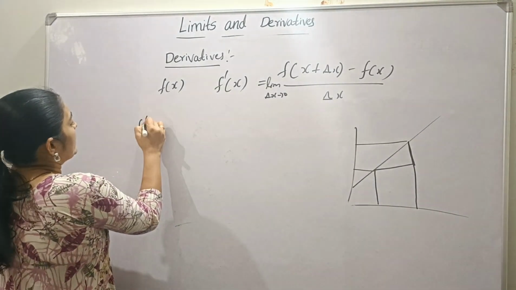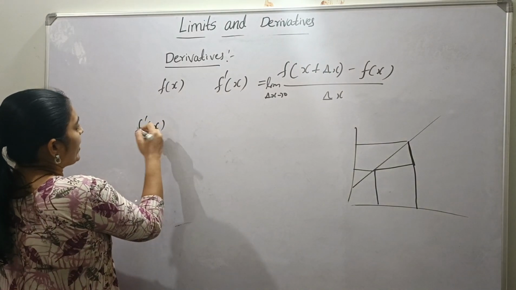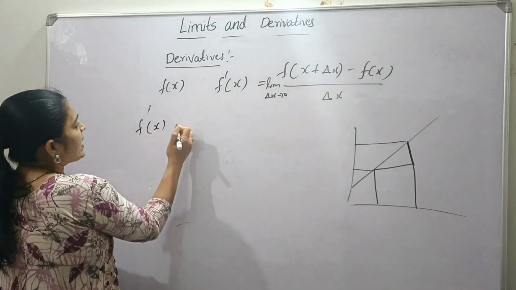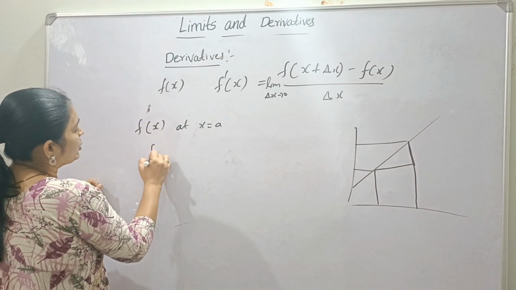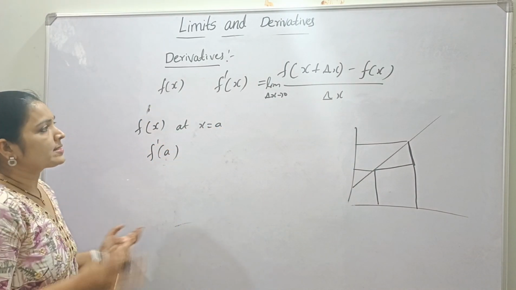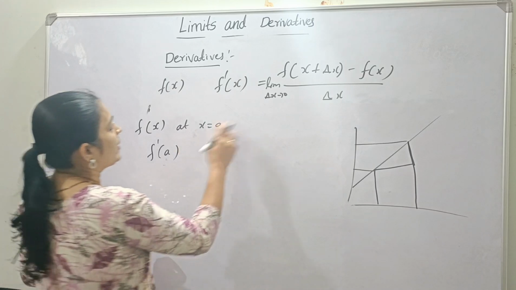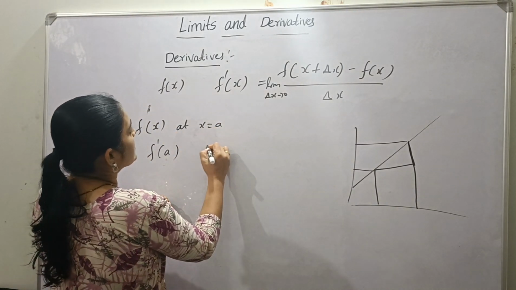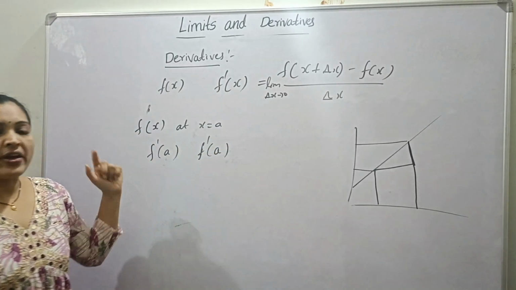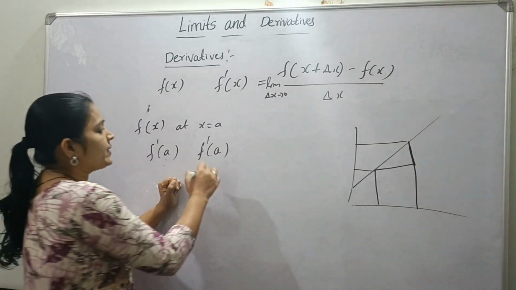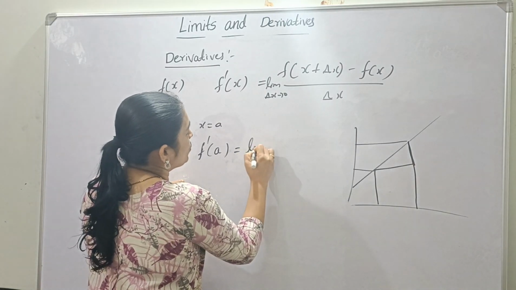So what is the derivative of f of x? The derivative of f of x at x is equal to a, we denote it as f dash of a, just substituting x is equal to a. That is f dash of a.